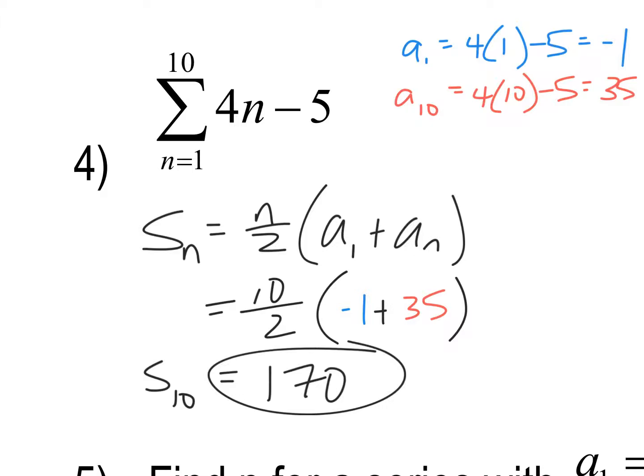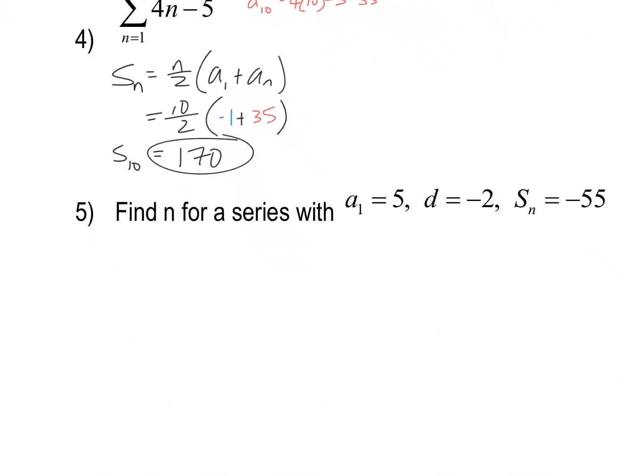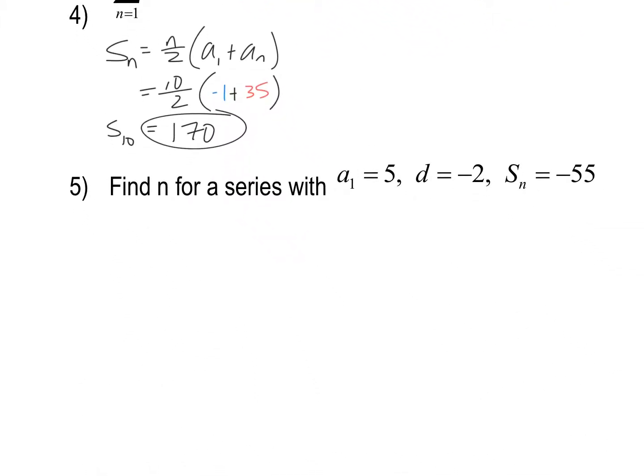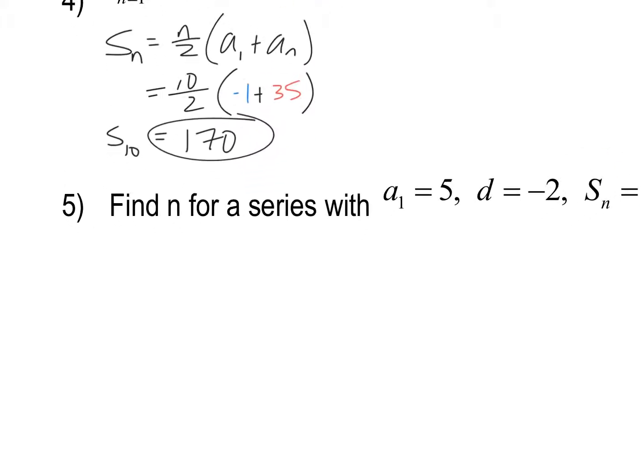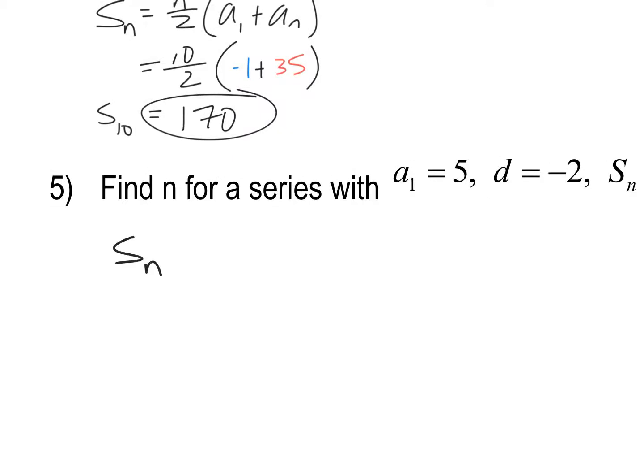Okay, this next one is a way to make this a little bit more challenging. Find n. So not find the sum, not find the first term, but find n, which means when I add up all the numbers in this series that starts with 5 and has a difference of negative 2, how many terms do I need to add up to get an answer of negative 55? So what I'm going to do first is start with my formula, because I always start with my S sub n formula, n over 2, a1 plus a sub n.